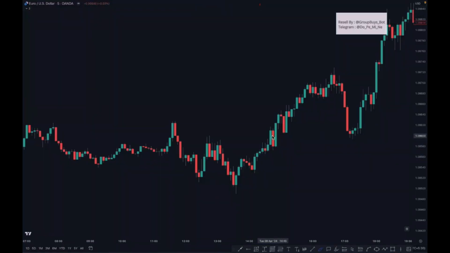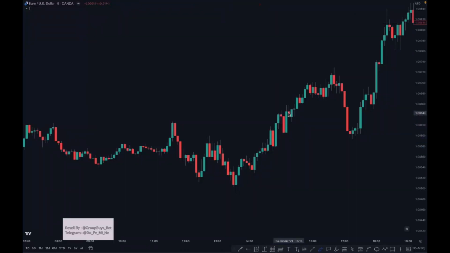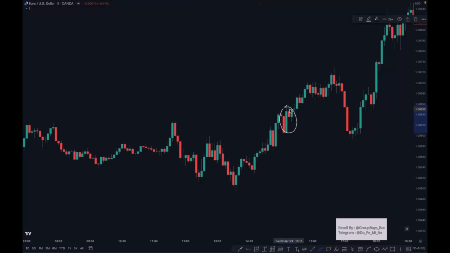Again, the market is pushing a higher high. This is bullish, and again it takes a pullback. Again, the market creates a strong candlestick and goes higher. So this is an indication that after taking a pullback, the market creates a strong candlestick, which means buyers are active in a bullish market.